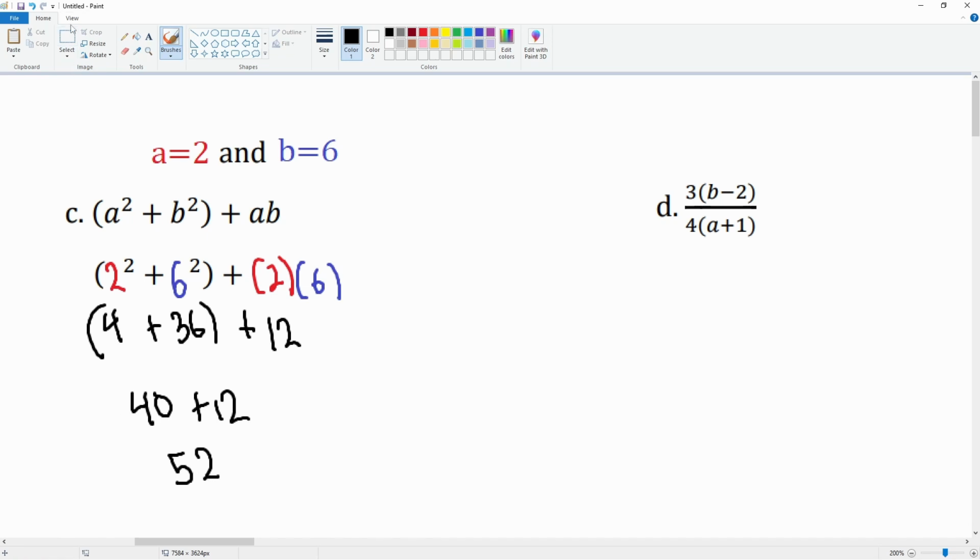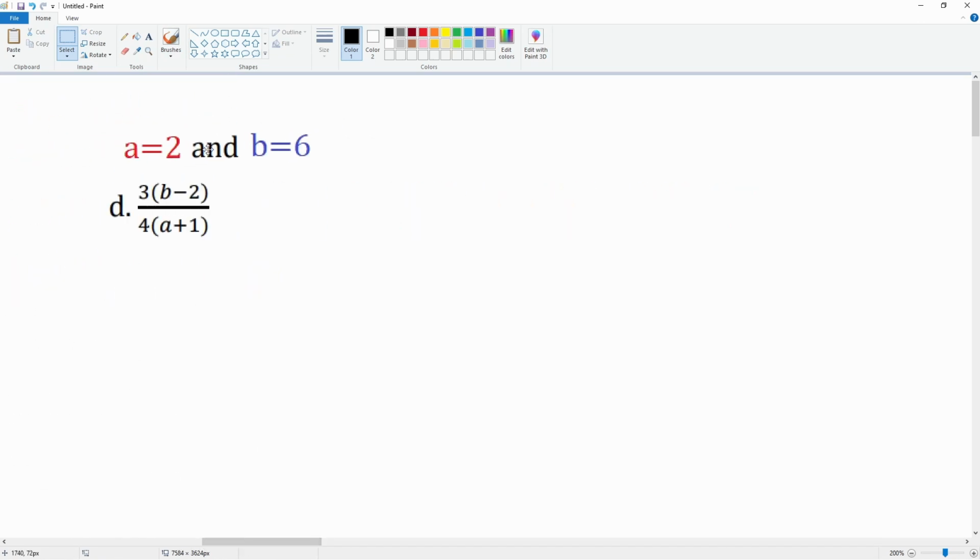Okay. Then let's do the last one here, which is the letter D, where we see these values. So B, let's erase B. And we plug in the number 6. Let's erase A. And let's plug in the number 2. Okay. So on the top fraction, we have 6 minus 2, which is 4. And on bottom, we have 4 parentheses, 2 plus 1 is 3.